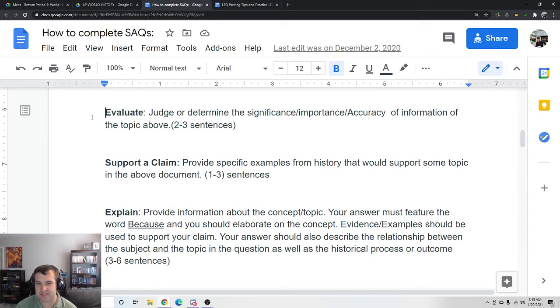Okay, and then we get to evaluate. This is one of these kind of more challenging ones. So you're going to have to describe and judge the significance, accuracy of the information in the topic. So assuming on the SAQ you're given a map, and this map is one of these really old-timey maps, so it's not geographically accurate. So a question could be, evaluate the usefulness of this map.